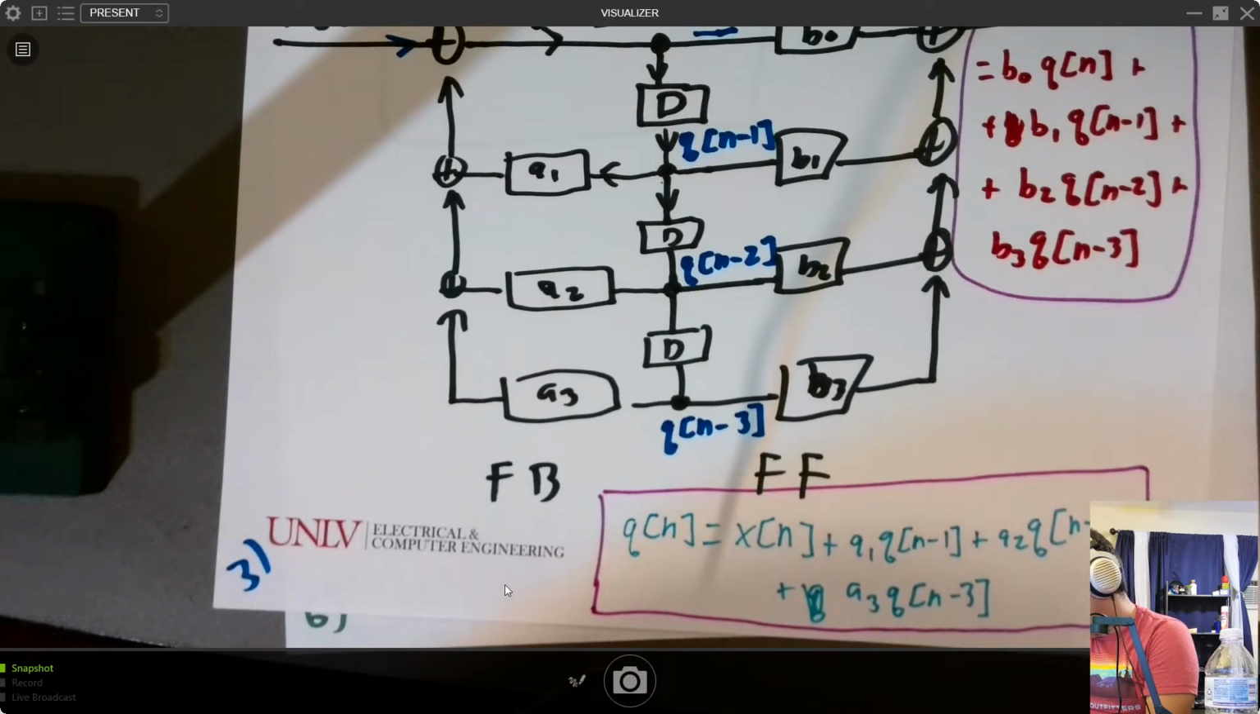Let's see. Interact form 2. I have minus signs.